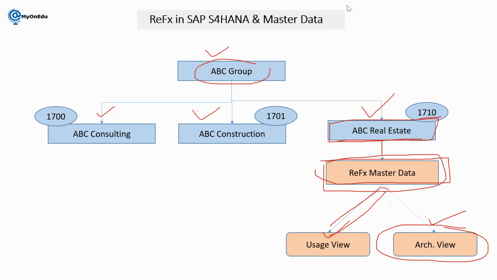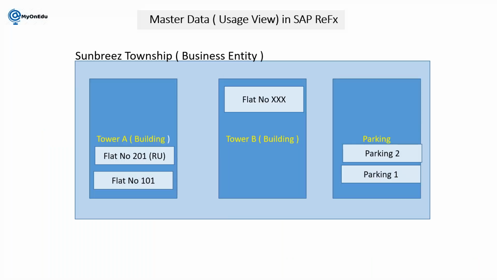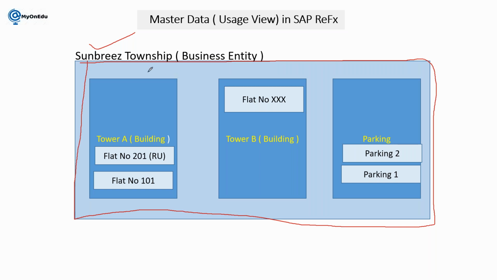So here in SAP ReFX, when we are creating master data, I've taken one example. Let's say there is one township called Sunbreeze Township. Here in SAP ReFX, how do we need to prepare the master data? This is your township, which is separated through a wall. And in the same township, you have different towers, residential apartments, and some parking area.